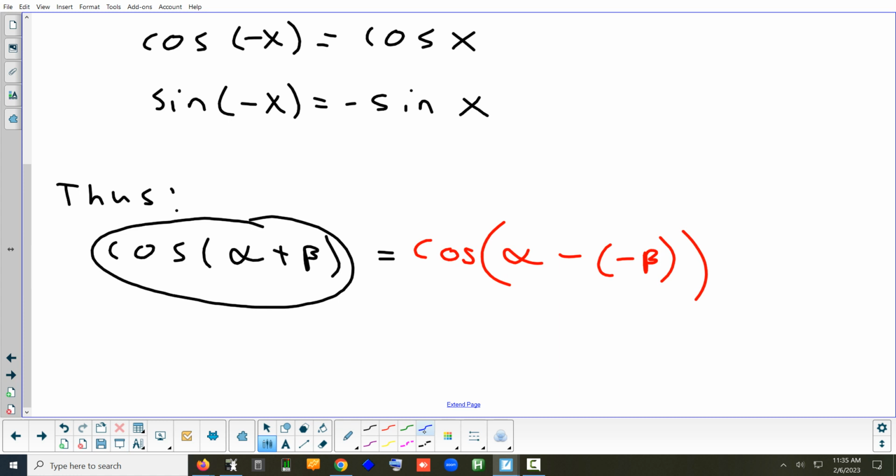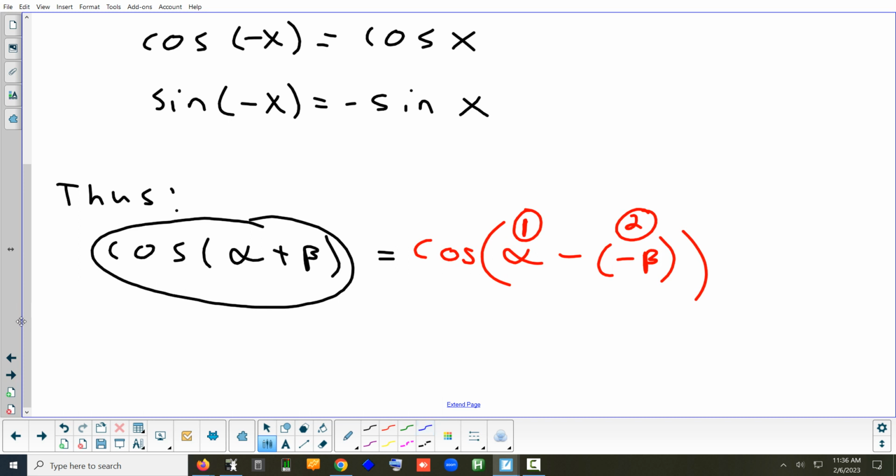Well, this is your first angle, and this is your second angle. And now you've written it in a format that has a difference, so we can plug these two things into the formula we already know. Once we do that and simplify it, it's going to give us the formula for a sum, and then we won't have to prove it again. So any questions why alpha minus minus beta is the same as alpha plus beta?